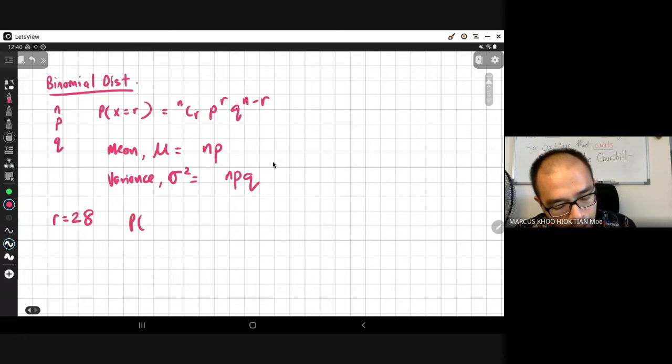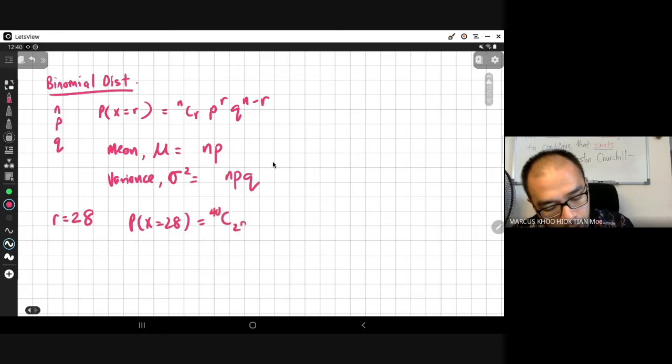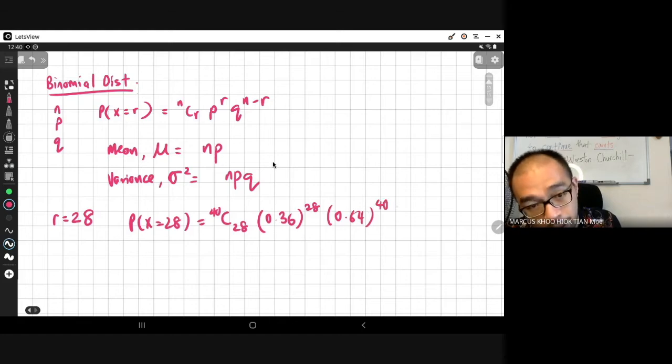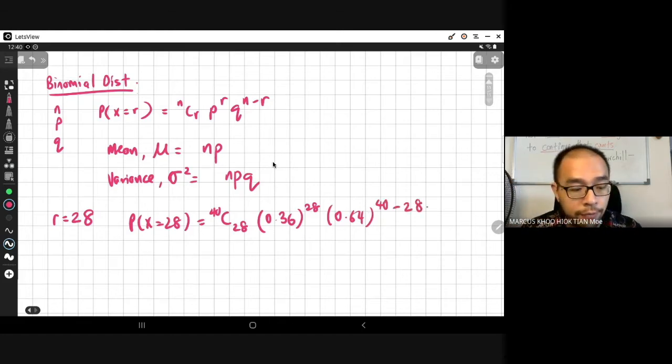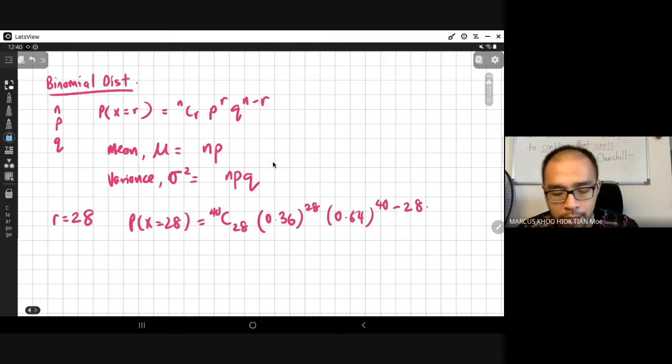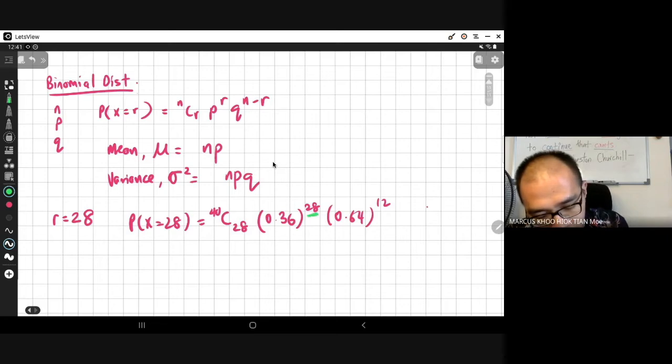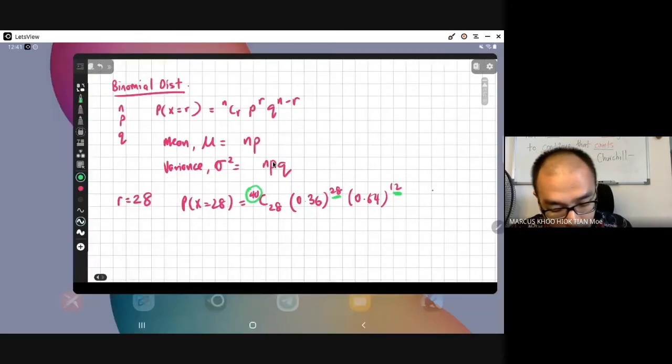Okay, so P of x equals 28 is 40C28 times 0.36 to the power of 28. Gosh, to the power of 28 even. And then 0.64 to the power of 40 minus 28. If you are already like a pro, you don't need to write 40 minus 28. You can directly write 12. Just bear in mind that this number and this number, when you add together, must equal to this number. 28 plus 12 equals 40.